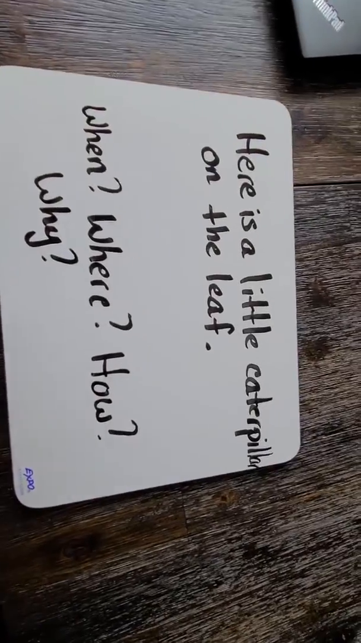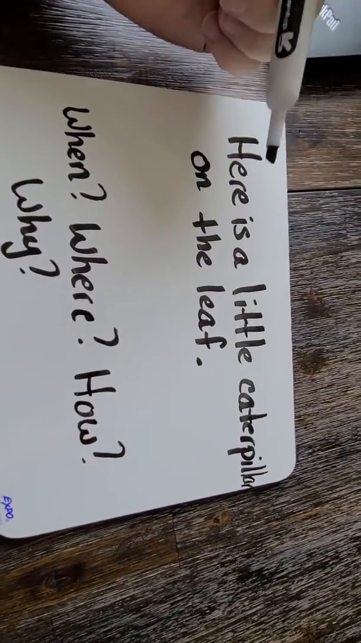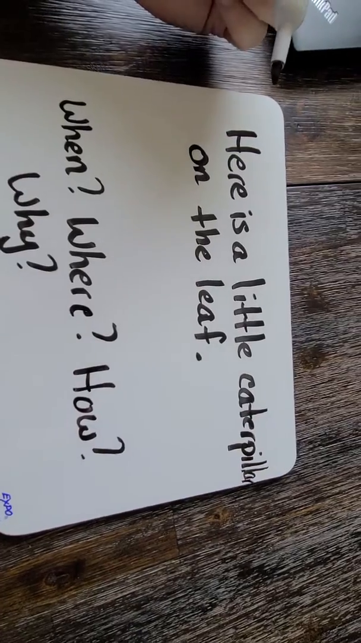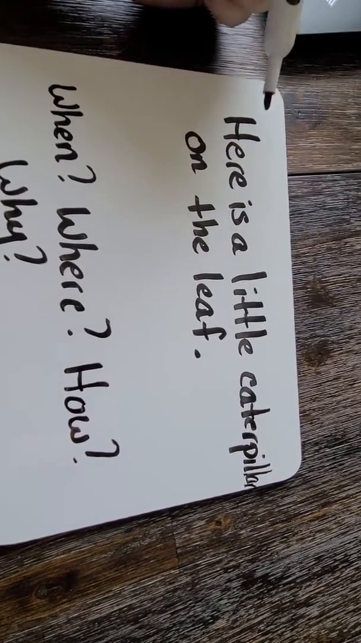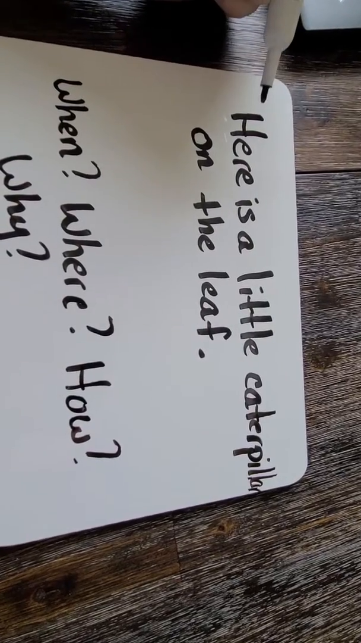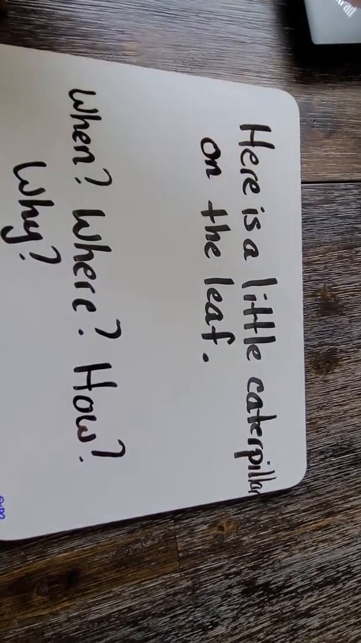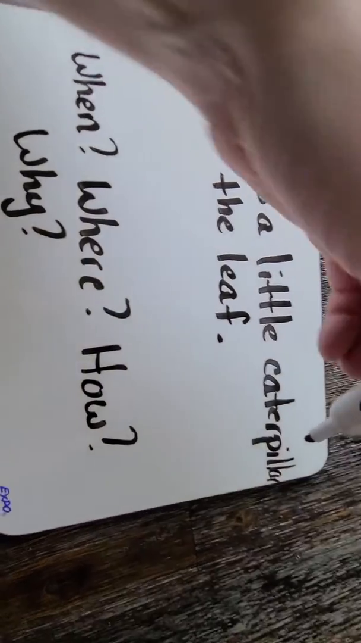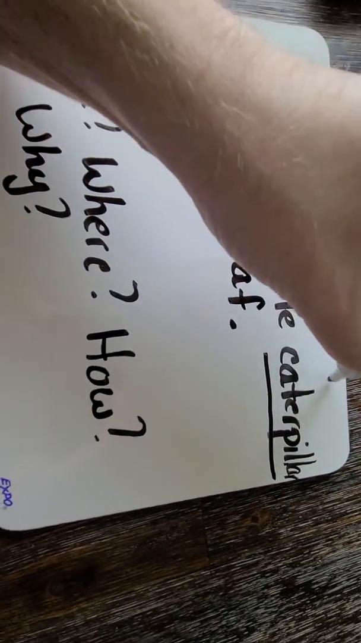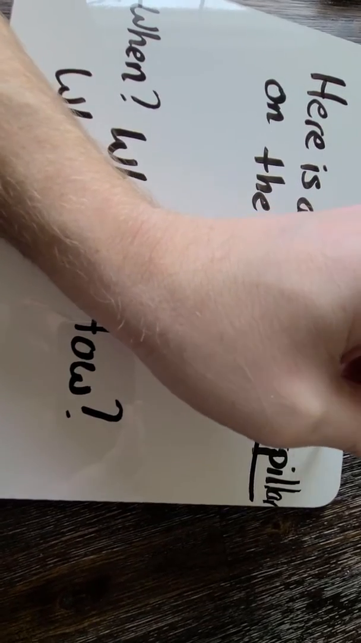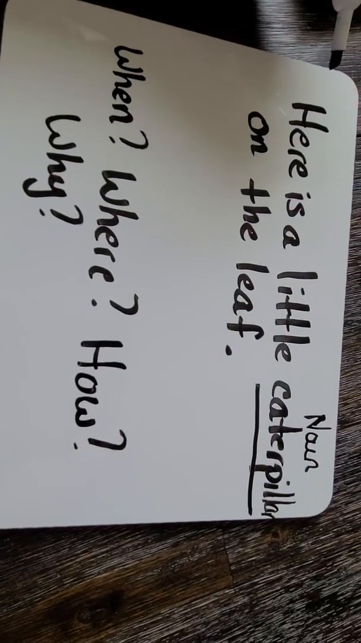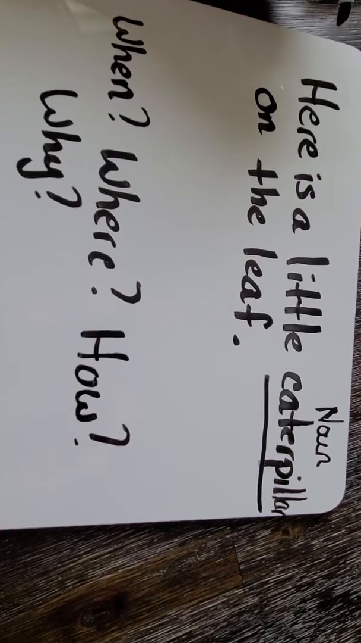All right, so when you're working on prepositions, the first thing you need to do is find the noun in the sentence. So again, we've done this. Who or what is the sentence about? So in this case, the sentence is about the caterpillar. So this is my noun, otherwise known as my subject.